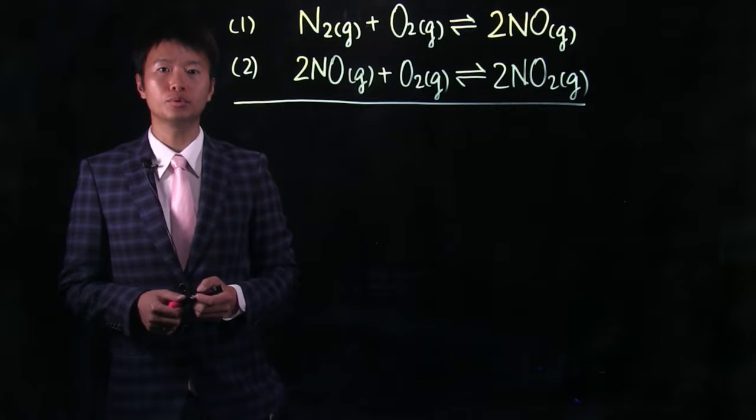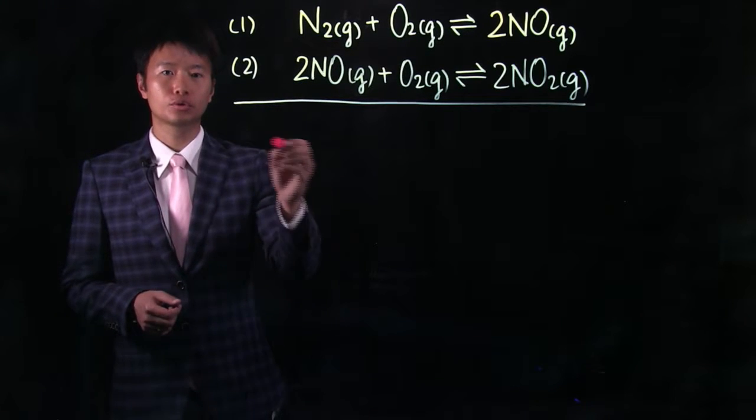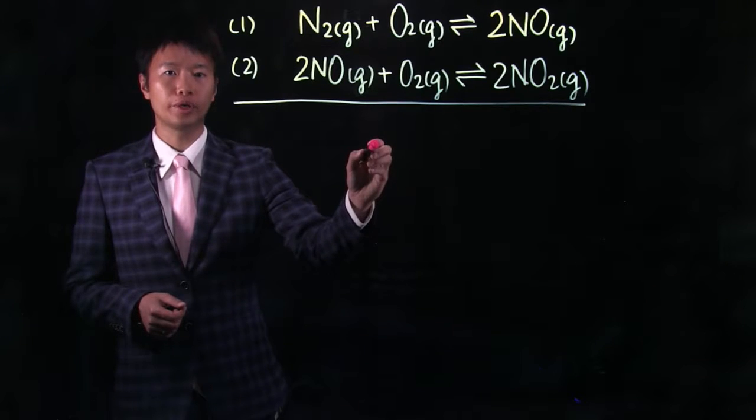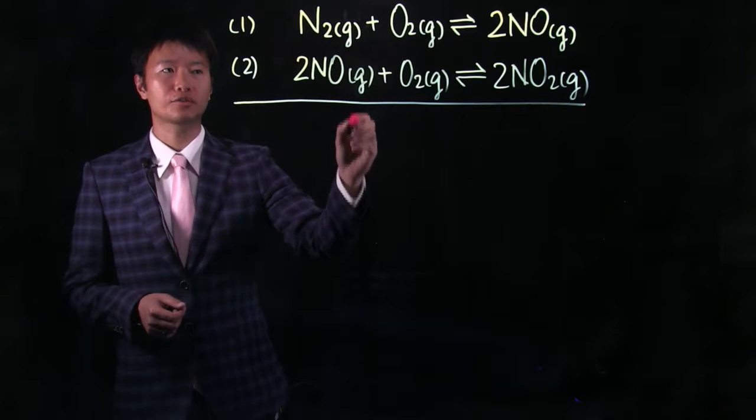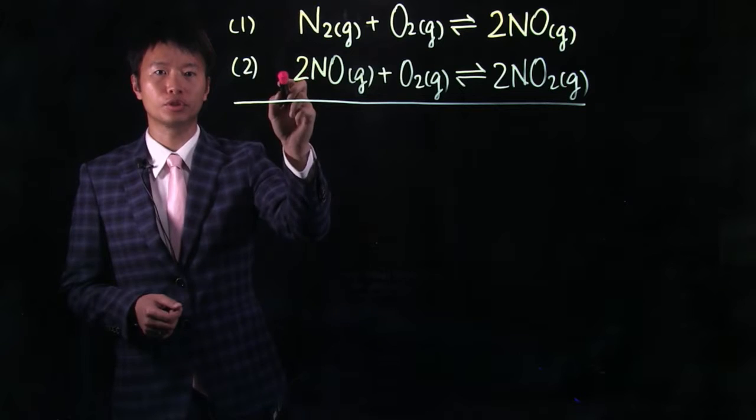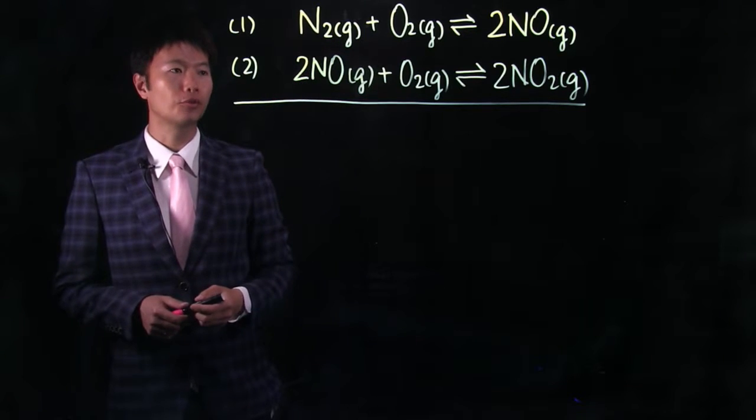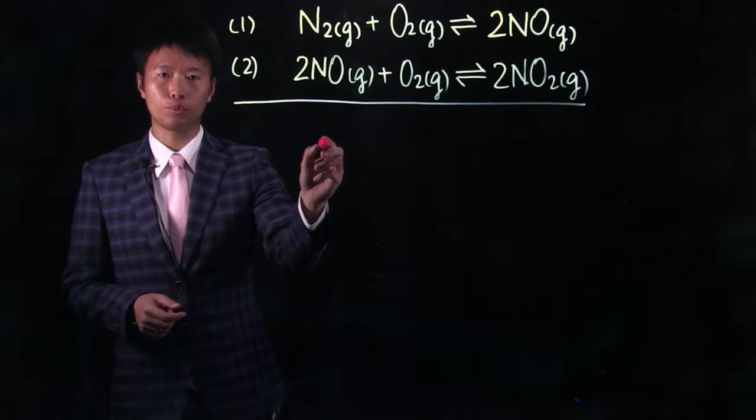In this sample question, we're asked to show that the reaction quotient for the overall reaction will be the same as the product of the reaction quotients of the individual steps. So first, we need to write down the overall chemical reaction.